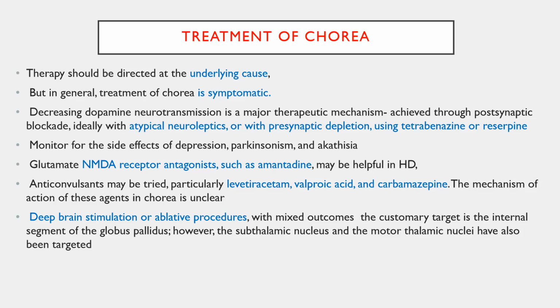So chorea, again, the cause is to be addressed always. Once you have ruled out the cause, if you don't find any cause, then you can give a drug trial, like NMDA antagonists such as amantadine, drugs like levetiracetam, valproic acid, carbamazepine, and in the later part you can plan for deep brain stimulation. And some other drugs, like atypical neuroleptics, haloperidol, tetrabenazine, reserpine, can also have benefit in the treatment of chorea.